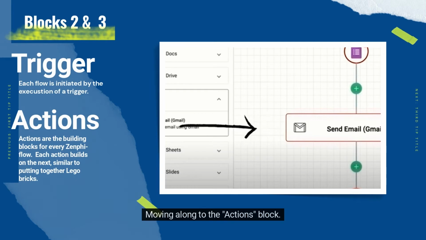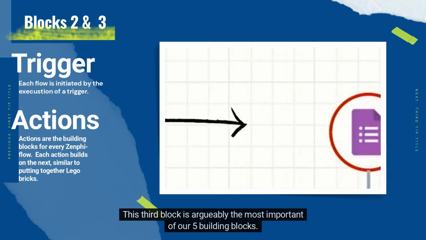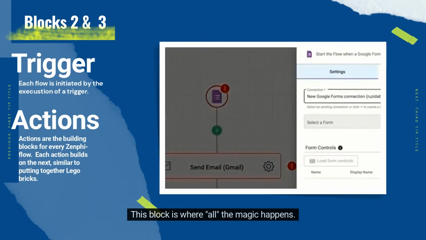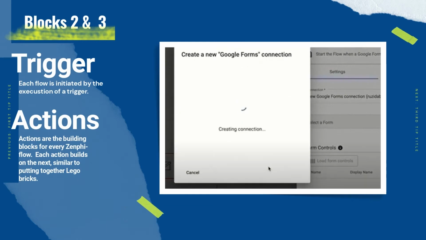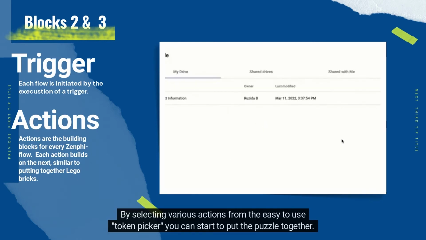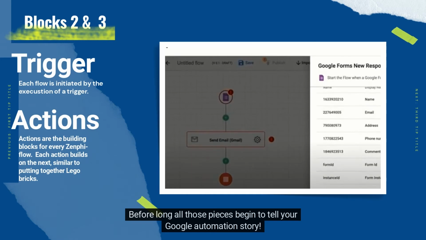Moving along to the actions block. This third block is arguably the most important of our 5 building blocks. This block is where all the magic happens. By selecting various actions from the easy-to-use token picker, you can start to put the puzzle together. Before long, all those pieces begin to tell your Google automation story.